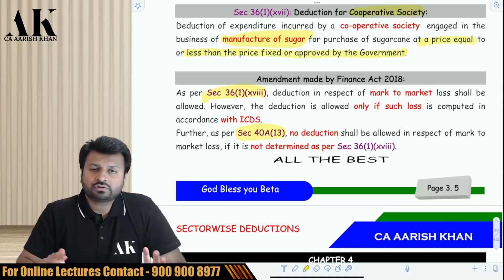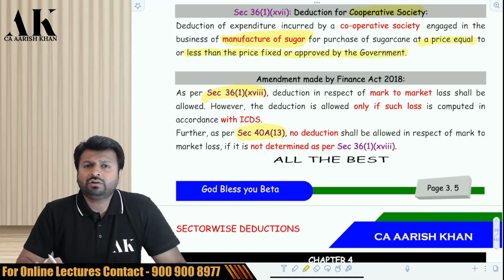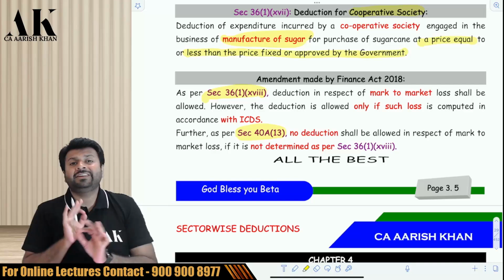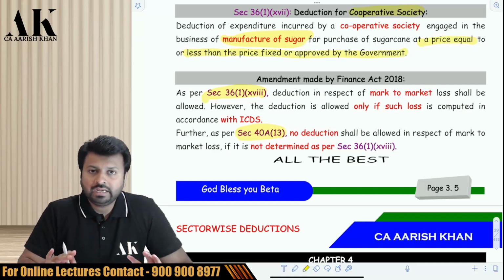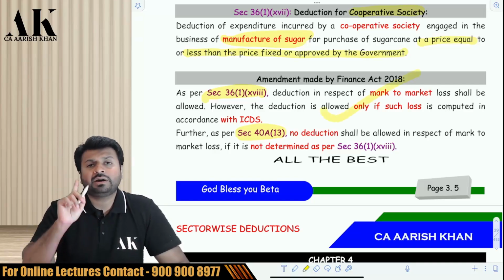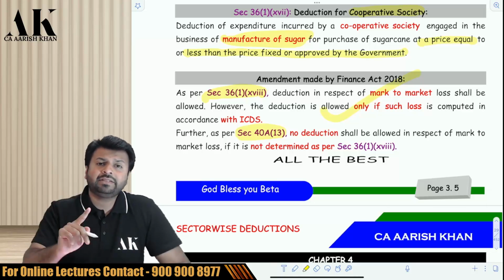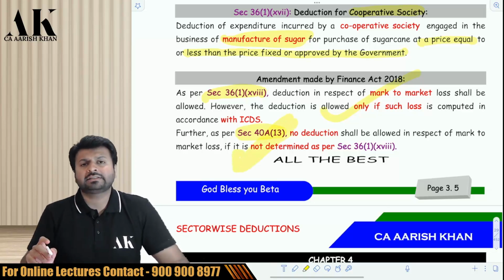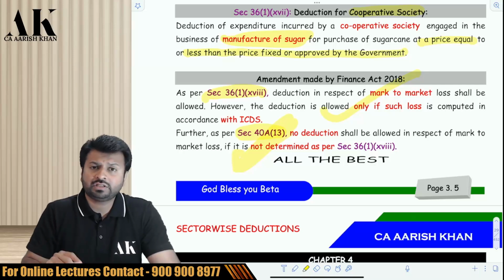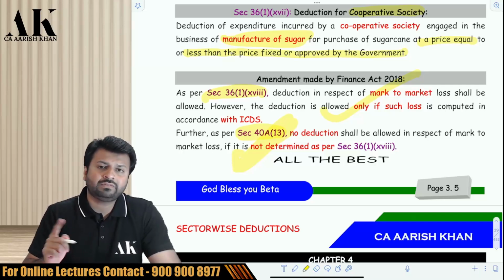And one last thing over here, 36(1)(18), read with section 43AA, which talks about mark to market loss. If there is any mark to market loss, it shall be allowed as deduction, but only if it is determined as per ICDS. If it is determined as per ICDS, the government will allow mark to market loss also. But if it is not as per ICDS, the government will disallow that under section 43AA. So this is what this topic is all about. Once go through it and then we'll move on to the next topic.